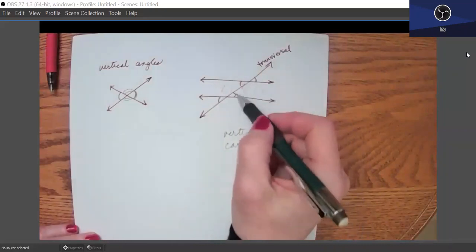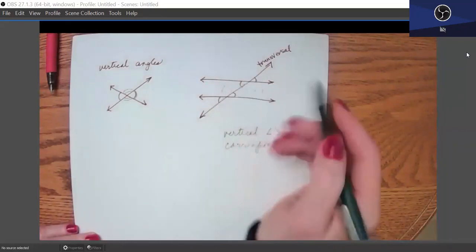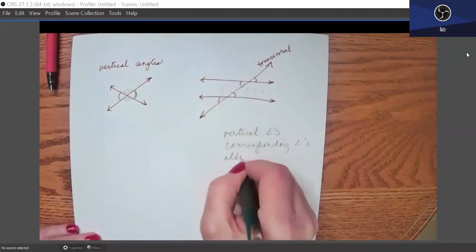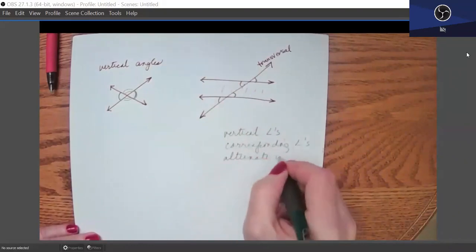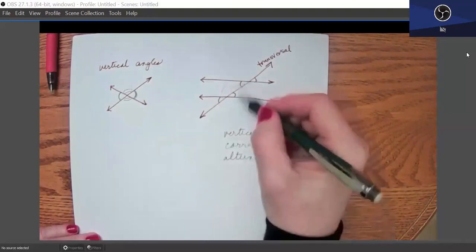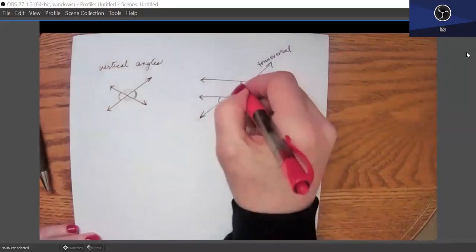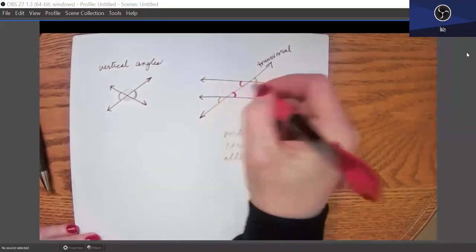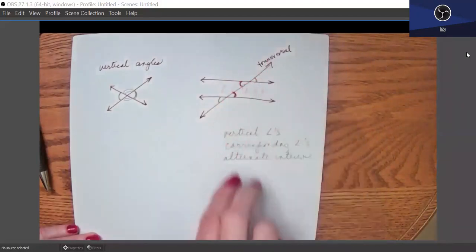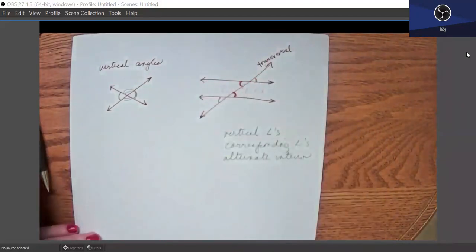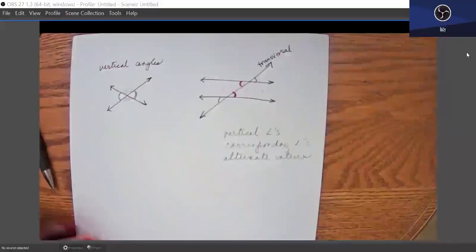See these two angles? They are on different sides of the transversal. We would call those alternate interior angles. Alternate interior angles also have the same measure. So this angle has the same measure as this angle because they're both inside the parallel lines and they're on opposite sides of the transversal. Those are alternate interior. And as you can see, there's all sorts of relationships that are created. Alternate interior angles are equal.